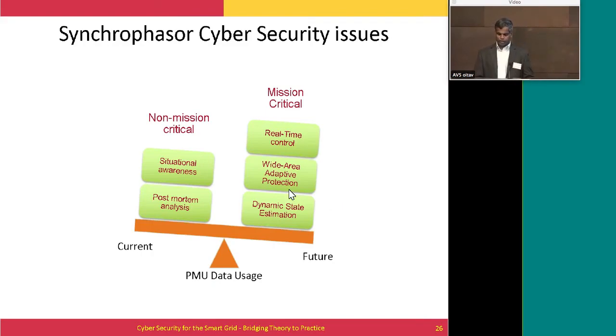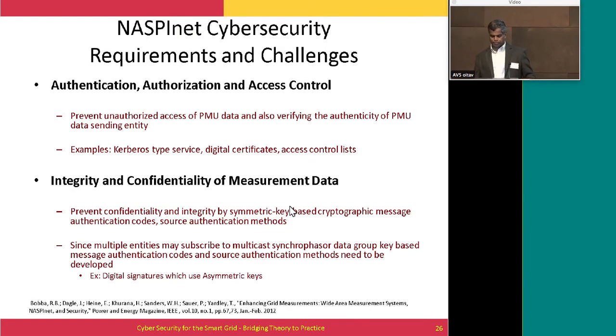So a lot of applications that are currently used are non-mission critical applications, situational awareness, post-mortem analysis, those kind of things. More and more applications, real-time control, wide area protection, dynamic state estimation, those are critical applications. The trend is towards using more mission critical applications using the PMU data. I think this research is ongoing. A lot of pilot deployments are in place. Exact detail, who owns this, those are in some publications in DOE. I think up-to-date information may be available there.